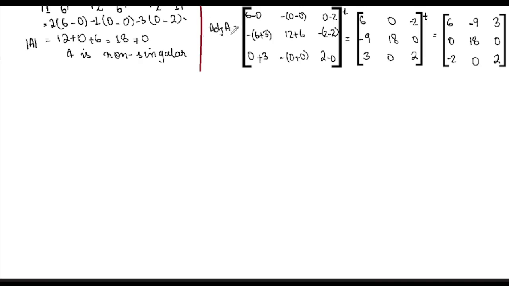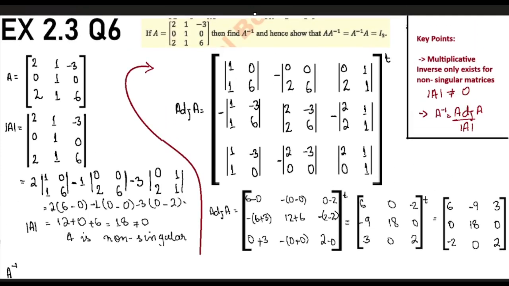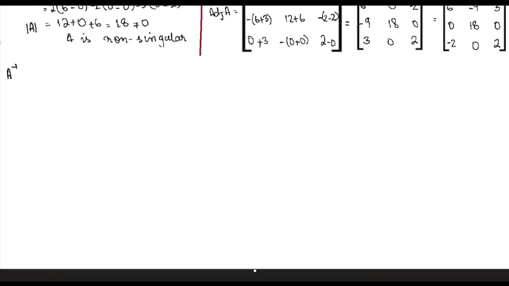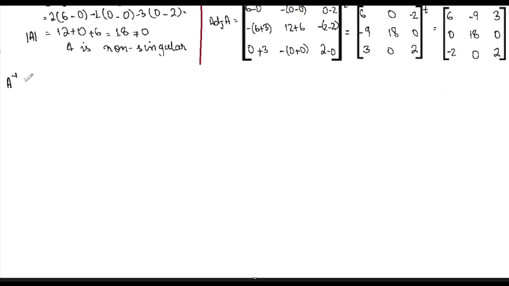Now we have this adjoint of A over here and the determinant of A over here, which was 18. So now we are easily going to find A inverse. Why are we going to find A inverse? Because the question was to find A inverse, and hence we have to prove this equation as well. So we are going to find A inverse right now, which is equal to adjoint of A divided by determinant of A.